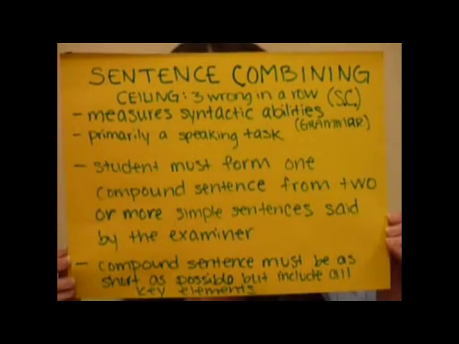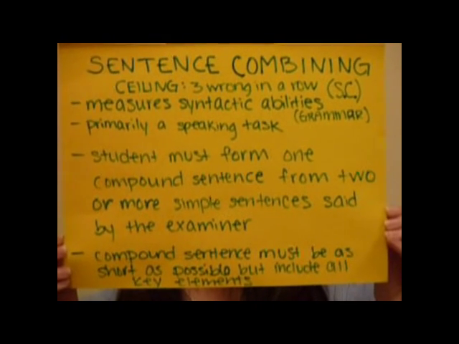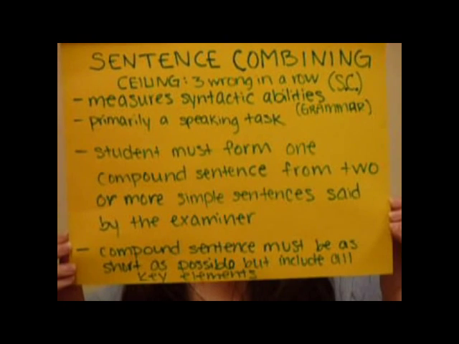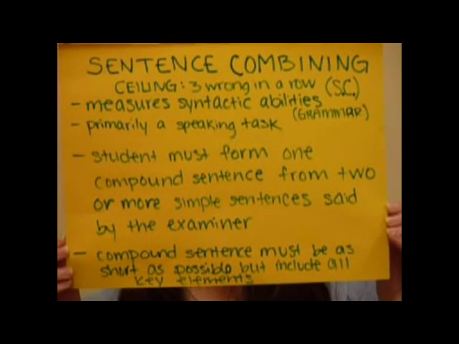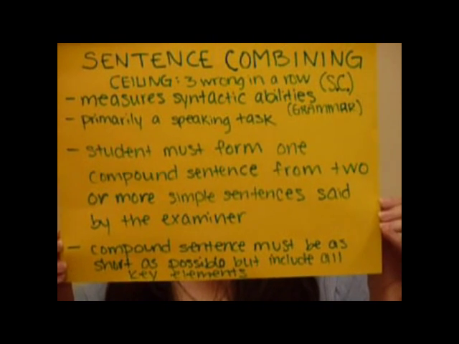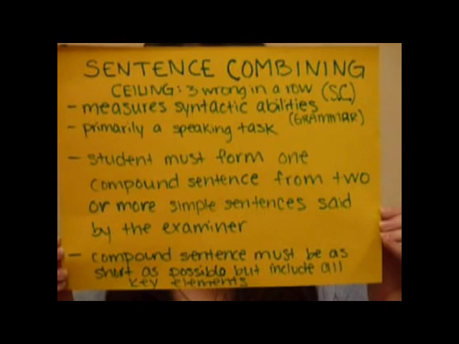TOLD I-4 consists of 6 subtests. The first subtest is the sentence combining subtest. It measures syntactic abilities. It is primarily a speaking task. The student must form one compound sentence with 2 or more simple sentences said by the examiner. And the compound sentence must be as short as possible but include all the key elements. It has a ceiling of 3 wrong answers. Combining subtests, you start with the first item and the ceiling is reached when they get 3 in a row wrong.